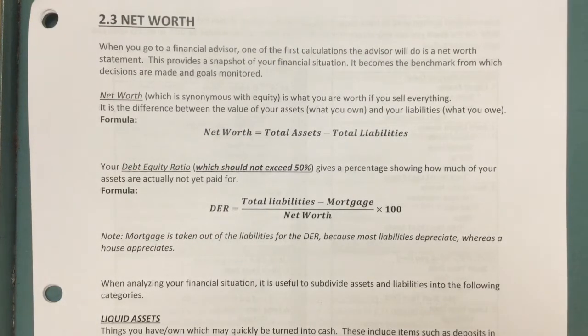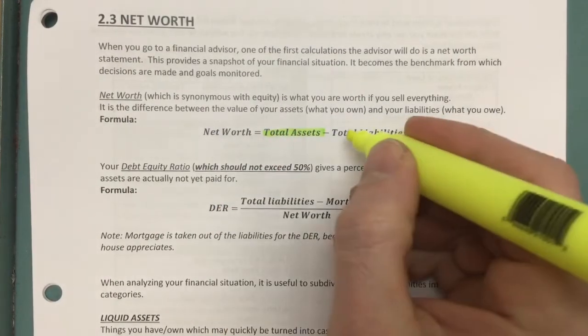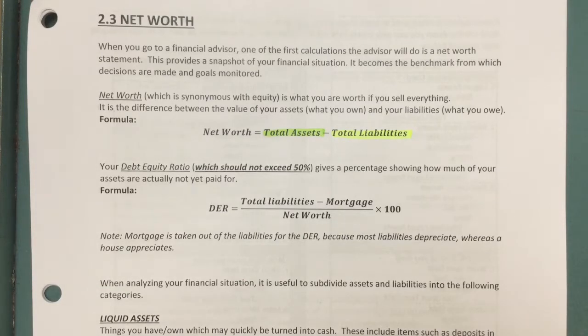In this lesson, we will look at the concept of your net worth. And your net worth is always the amount of assets that you have, taking away the liabilities from those. So total assets minus the total liabilities. Assets is anything that you own, and liabilities is anything that you owe.